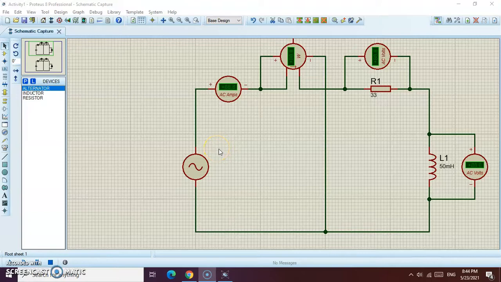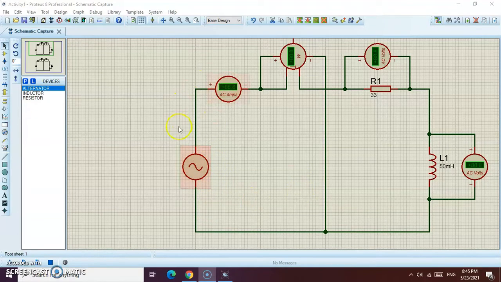And now I will do the presentation for activity 1. First, we construct the circuit diagram according to the lecture given. First, we construct the AC power supply. After that, connect it to the AC ammeter, and then connect to the voltmeter, and continue to connect it to the resistor and set the resistor to 33 ohm, and parallel the resistor with the AC voltmeter. Lastly, connect to the inductor and set the value to 50 microhertz and parallel it with the AC voltmeter, and then connect back to the AC power supply.